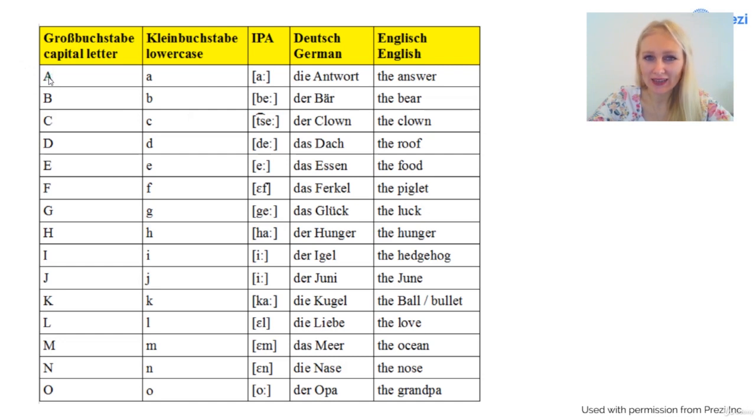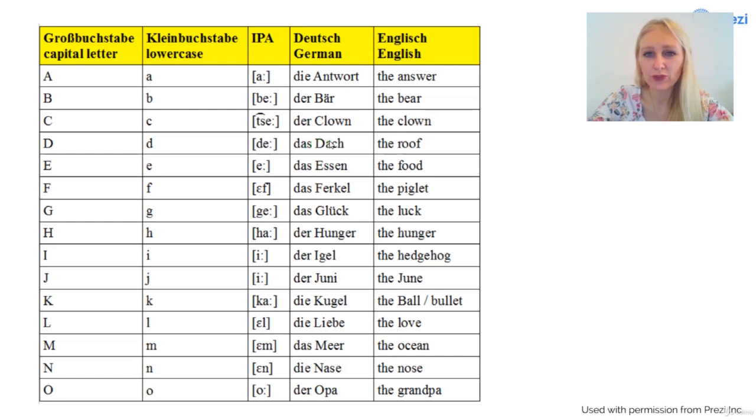The first one is A. Okay, so here we have an example for a word with A. It's die Antwort, which means the answer. Die Antwort. So this is not die like in English. Okay, this is the female article in the German language. Die Antwort. Okay, B. Would be great if you also repeat. B. Der Bär. You see here the bear. Der Bär. Der. This is the masculine article in the German language. Der Bär. C. Here, der Clown. Just like in English, the clown. Der Clown. D. Das Dach. Okay, the roof, das Dach.